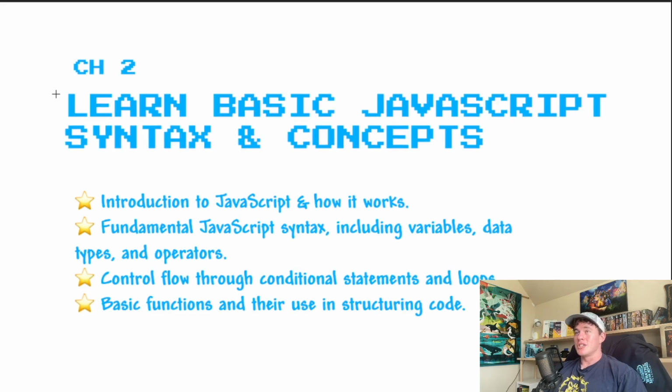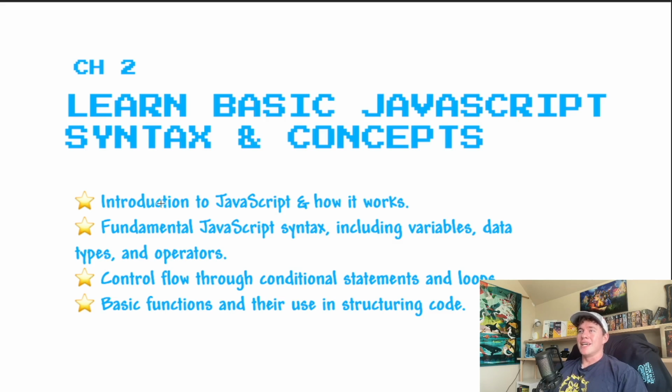It's time to jump into chapter 2, and this is where the magic will start happening. So this chapter is going to be learn basic JavaScript syntax and concepts, and we've got a fair bit to go through. We'll start off by first doing an introduction to JavaScript, how it works, what it is, and what it's used for. Then we'll talk about the fundamental JavaScript syntax, including variables, data types, and operators. Then we'll discuss a bit about control flow through conditional statements like if blocks and for loops and while loops. And then we'll touch on some functions and their use in structuring code.